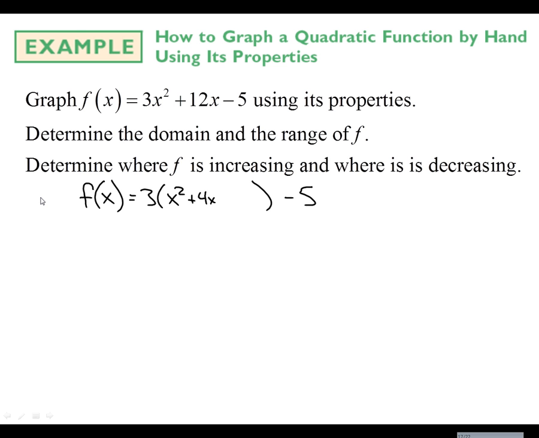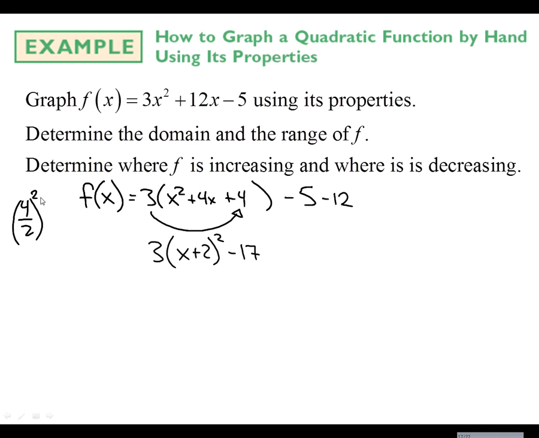Let's complete the square. What's half of 4? 2. And if we square that, we get 4. So plus 4 would complete the square. But we didn't just add 4, we added 12 here, 3 times 4. How do we cancel out plus 4? Minus 4 times the 3 is minus 12. If we complete this square, this is 3 times (x plus 2) squared minus 17.